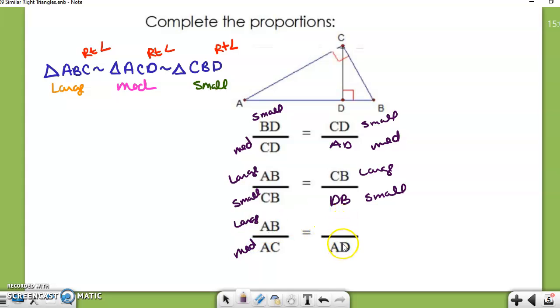So I'm looking at AD, that would have to be for my medium, the last two, the first and the last. So I go back to my large, and I pick the first and the last, and that's where I get the AC from. Keeping your pattern the same.